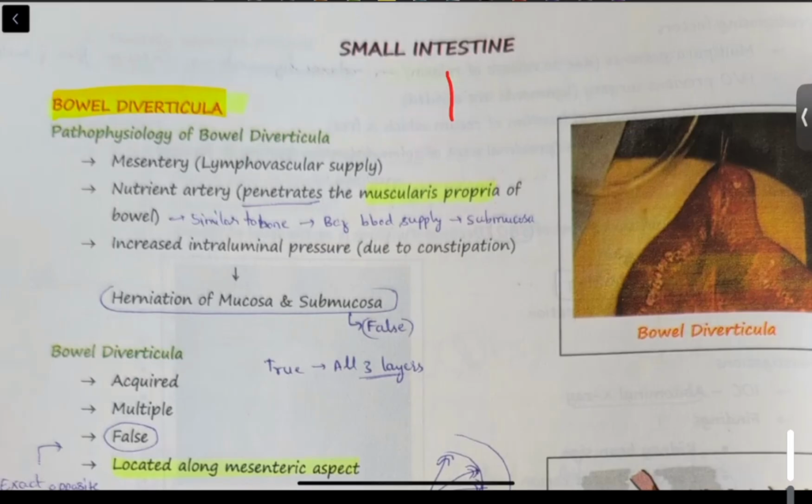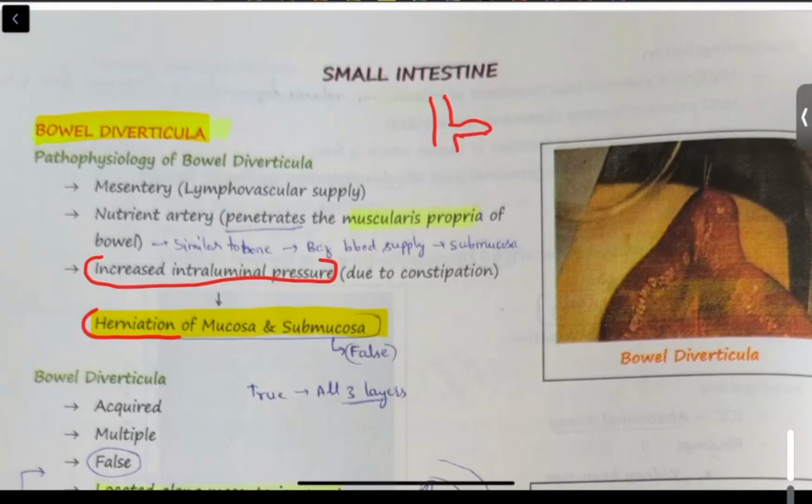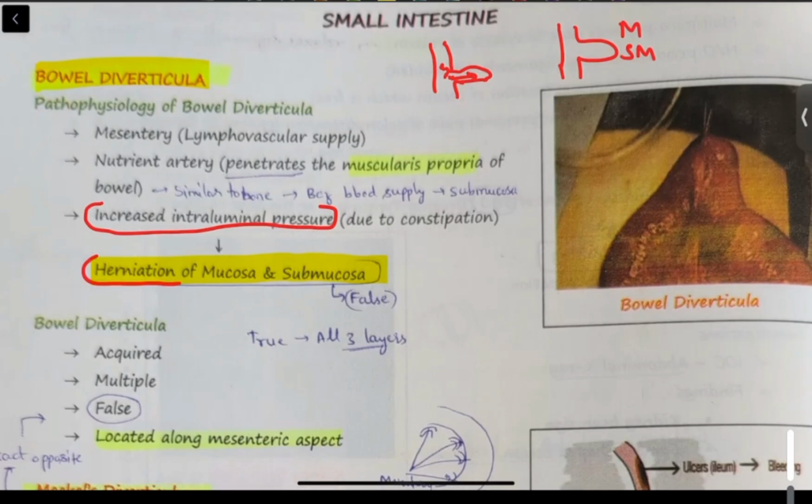Diverticula in general means, just like a hernia, a part of the bowel, only mucosa and submucosa, is protruded or herniated. That is nothing but herniation of mucosa and submucosa. This is called diverticula. If that happens in the small intestine, then that is bowel diverticula. So why does this happen? This happens because of increased intraluminal pressure. If the pressure here is too much, constantly pushing the bowel outwards, then there happens to be a diverticula, which is nothing but herniation of mucosa and submucosa. Okay, this is called bowel diverticula.